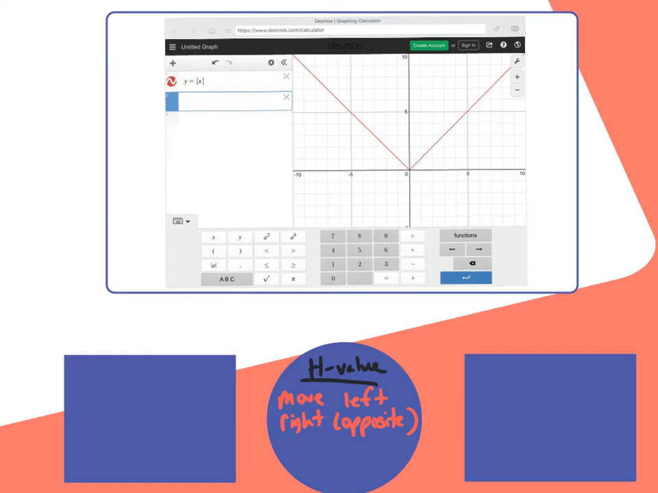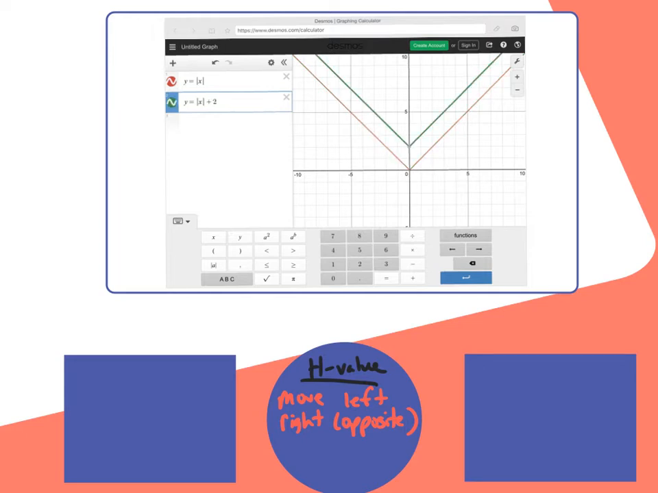So we talked about the h value. Let's talk about the k value this time. The k value is always outside the absolute value, whereas the h value is always inside the absolute value. So once again, I'm going to type in y equals absolute value of x, and I'm going to close my absolute value off because the k value is always outside. And this time, let's just put plus 2 and see what happens.